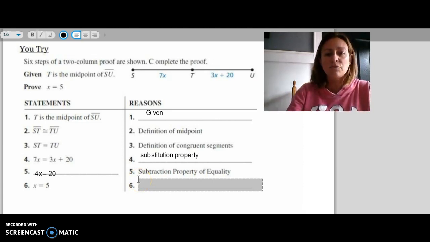So we're going to say that the reason we know x equals 5 at the very last stage here is the division property of equality.